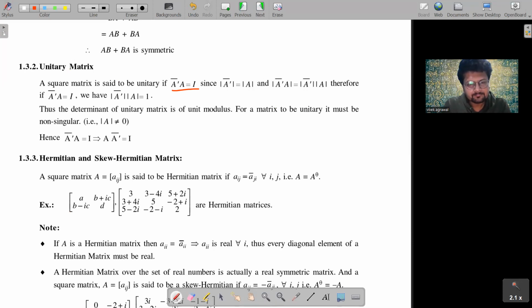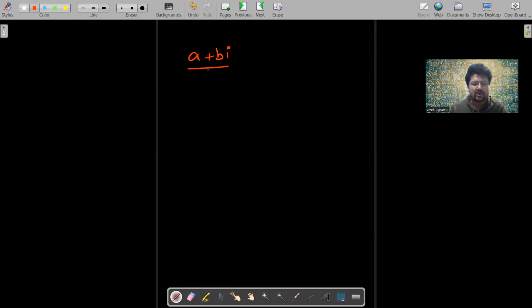Is it the negative of the matrix? No, not negative. This bar shows the conjugate. Are you aware of conjugates in complex numbers? A plus B iota, the standard format of any complex number. The conjugate of A plus B iota is always A minus B iota. So suppose this is a complex number A, then this is A bar.